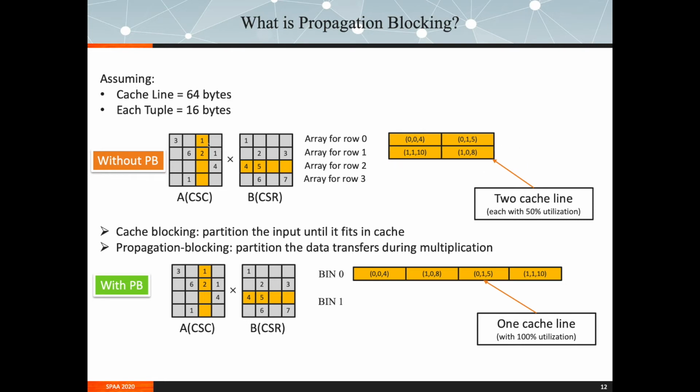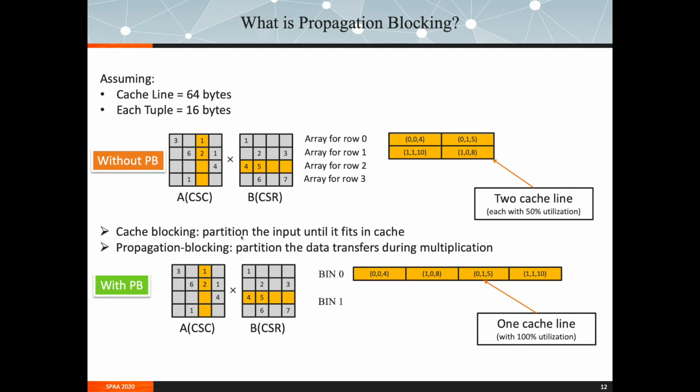Without propagation blocking, these two will generate a tuple which is going to go to row 0, and these two will generate a tuple which is going to go to row 1. You see, they are not in the same cache line, and for this iteration, we are using 2 cache lines, each with 50% utilization. This may not seem like a lot, but when our matrix is getting larger and sparser, we are basically writing data to random places in memory, and we will have very poor cache line utilization.